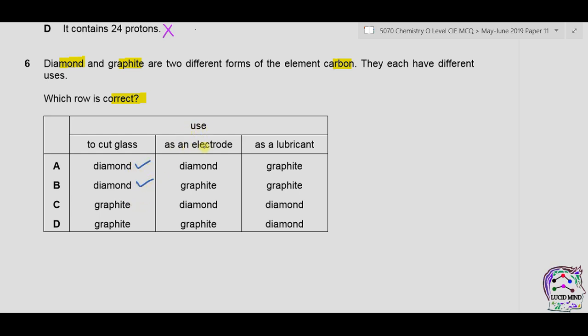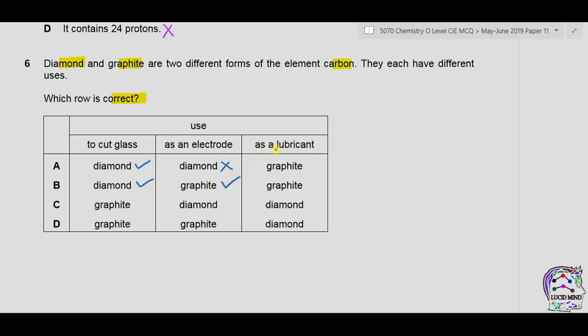Second thing is use as an electrode. Now diamond is a bad conductor because it does not have any free electrons, while graphite is a good conductor as it contains free electrons, so therefore graphite can be used as an electrode in electrolysis.